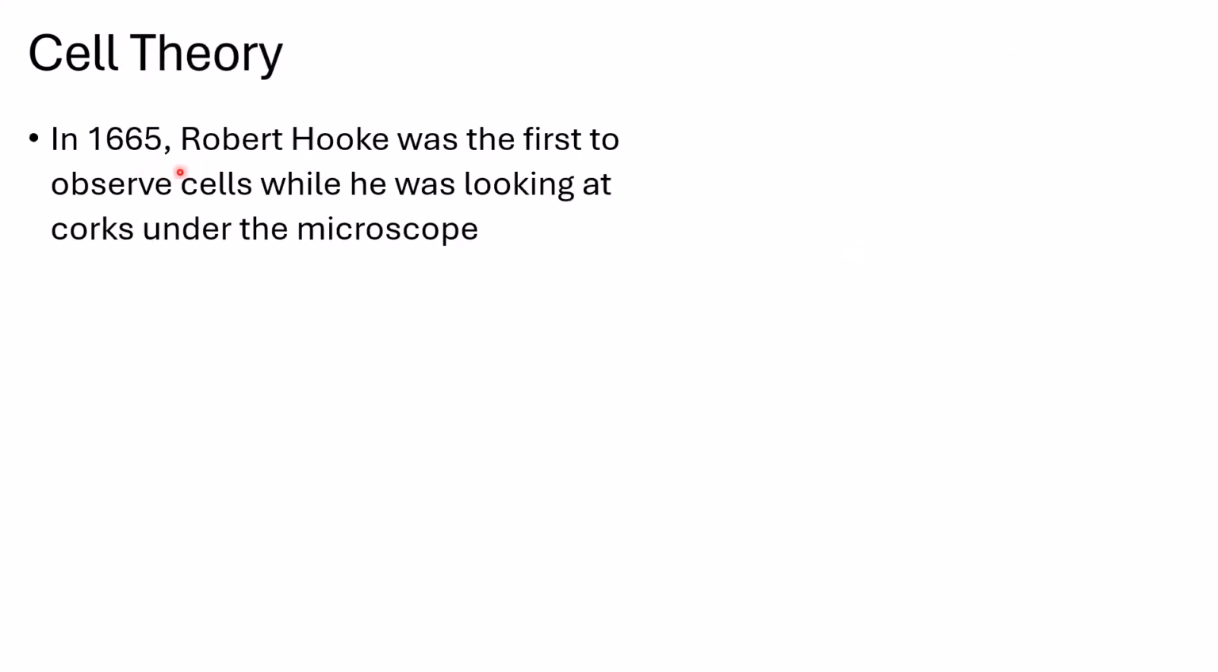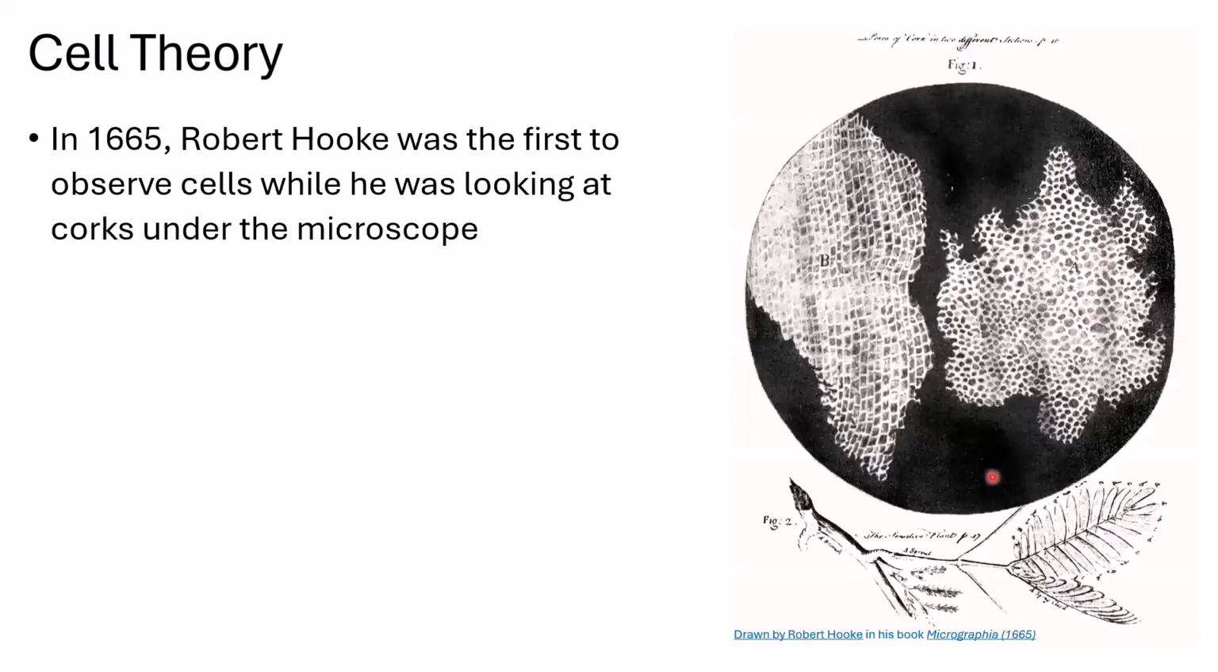The first recorded observation of cells was in 1665 by Robert Hooke, who was looking at corks under a microscope he built. This image was drawn by him in his book Micrographia, which was the first major publication that contained a scientist's observations made using a microscope. Each of these boxes is an individual cell, and he actually coined the term cell because their box-like appearance reminded him of small rooms in the monastery referred to as cells.